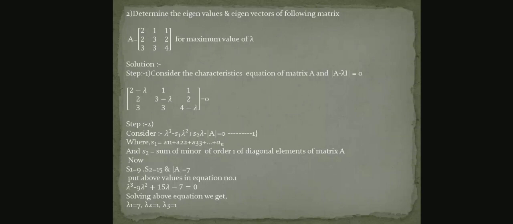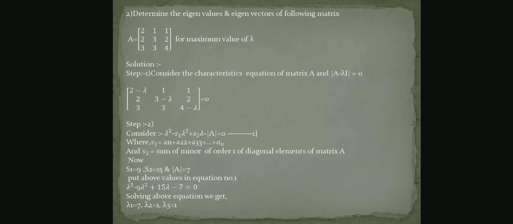So step 1, consider the characteristic equation of matrix A, and this is the determinant of A minus lambda I is equal to 0. Step number 2, consider lambda cubed minus s1 lambda squared plus s2 lambda minus determinant of A is equal to 0. Consider this as equation number 1. Where s1 is the addition of a11 plus a22 plus a33 up to ann, and s2 is the sum of minors of order 1 of the diagonal elements of matrix A.